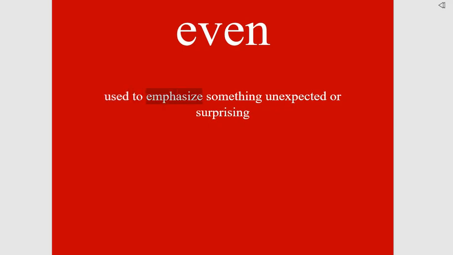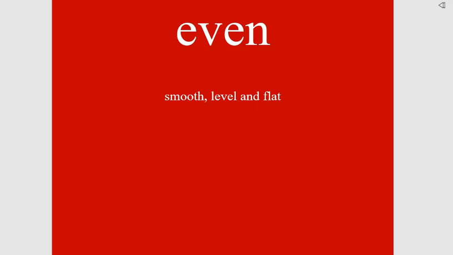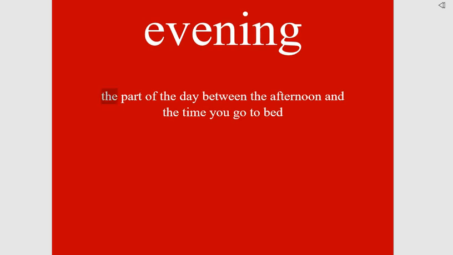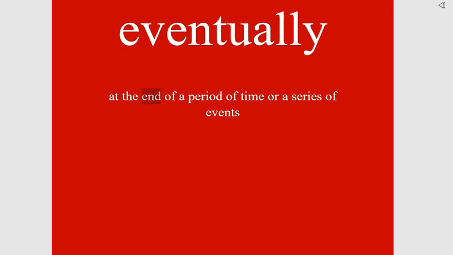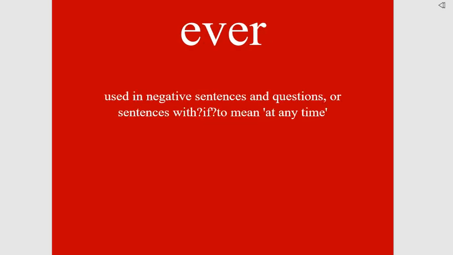Even. Used to emphasize something unexpected or surprising. Even. Smooth, level and flat. Evening. The part of the day between the afternoon and the time you go to bed. Event. A thing that happens, especially something important. Eventually. At the end of a period of time or a series of events. Ever. Used in negative sentences and questions, or sentences with if, to mean at any time.